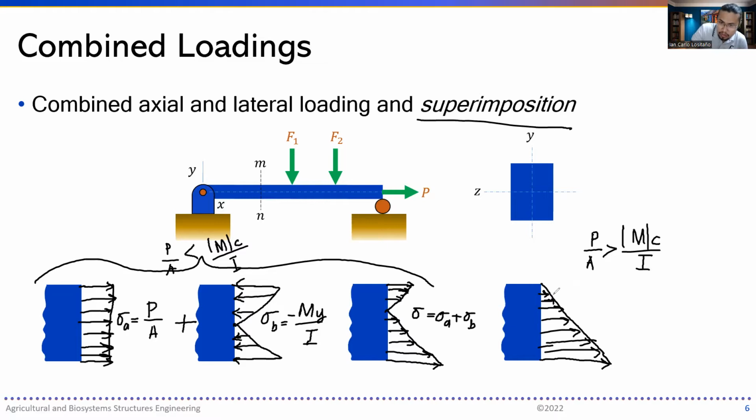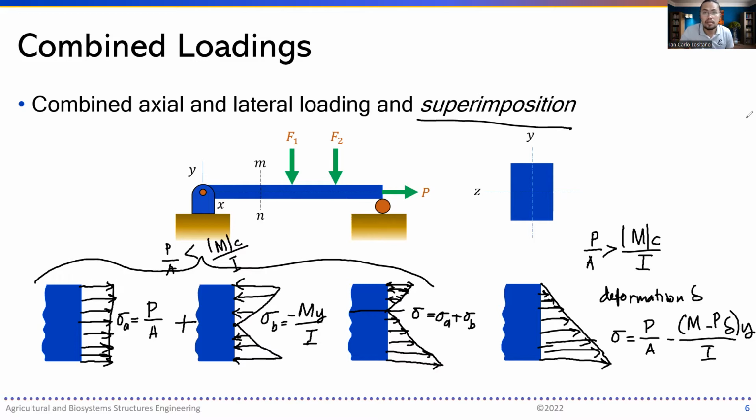And then we have the full cross section. Sorry, this is supposed to be in the opposite direction, because it's going to be in compression above the neutral axis, and below it is going to be in tension. We've talked about that. Now we're going to consider the deformation of a body. The formula becomes P over A minus the quantity M minus P times the deformation, multiplied by y and divided by I.